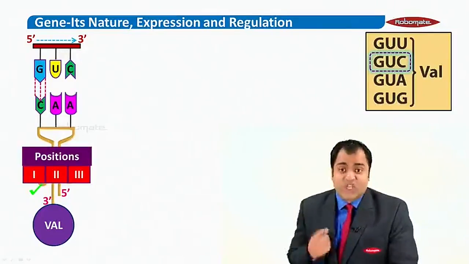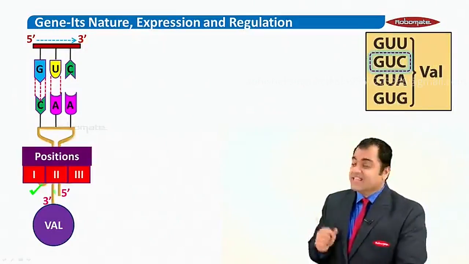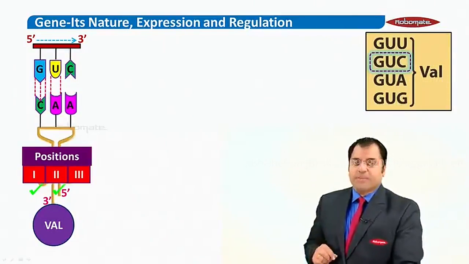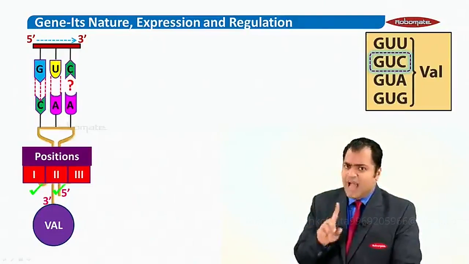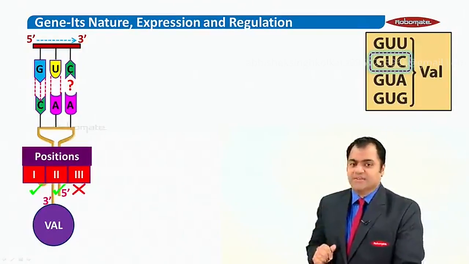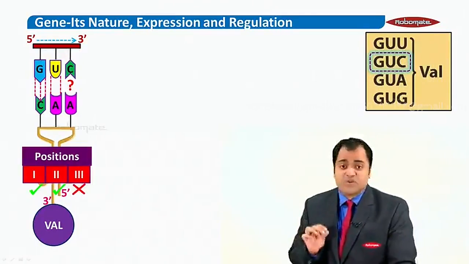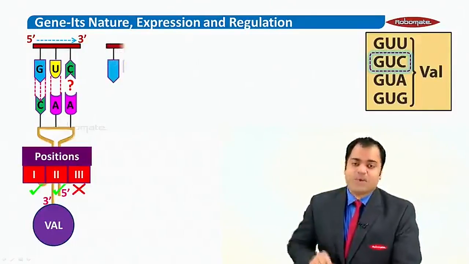Look at the second case, U and A. Is that complementary? Yes, it is. But look at the third position, C and A. I don't think it is complementary. So the third position is not working here. But as long as position 1 and 2 are complementary base pairs, we are okay. Let's see one more scenario.